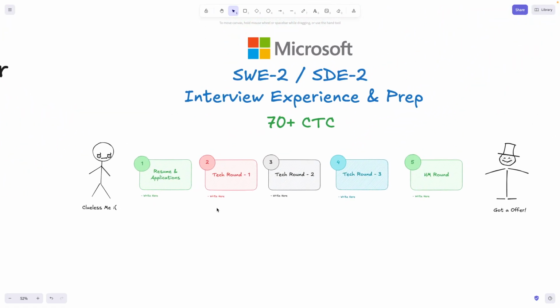So first things first, this is clueless me, and the interview was for the SWE position. The CTC that was offered was more than 70, and now this is CTC. This is generally split over 4 years. This is not LPA. So I'll clarify that also in the end. But let's get started.